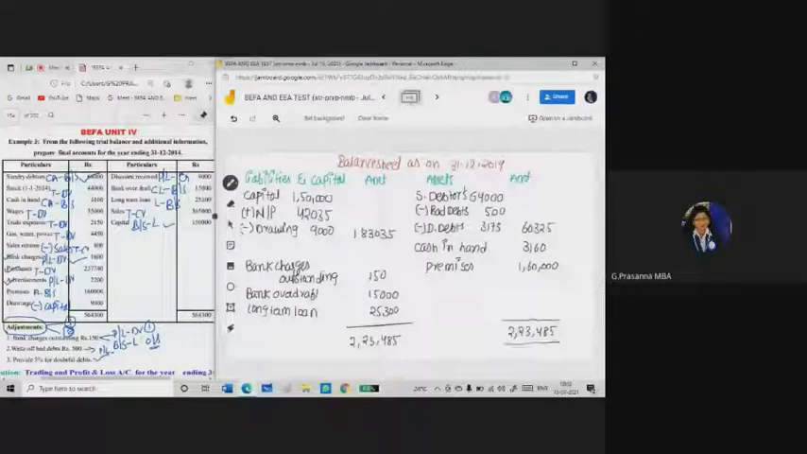Suppose in the examination your balance sheet is not tallying. Then you have to cross-verify whether you have taken all the items related to the trading or profit and loss account correctly or not. Then you have to check the totals, whether any calculation mistake is there or not, even if you have taken all the entries correctly.